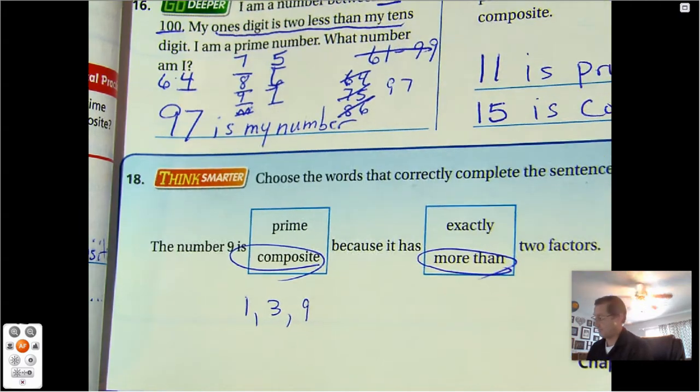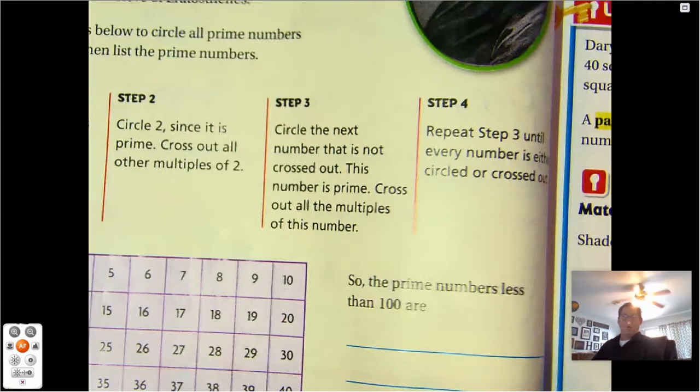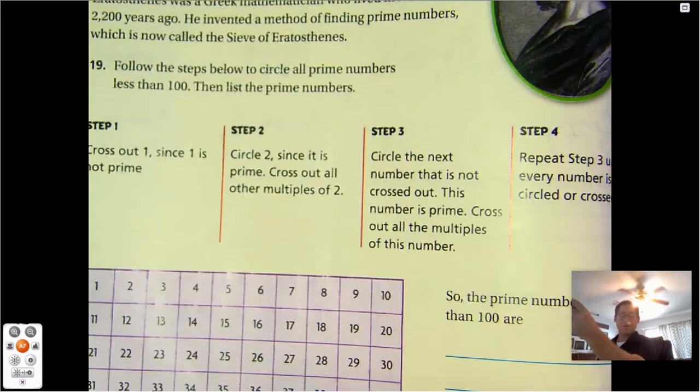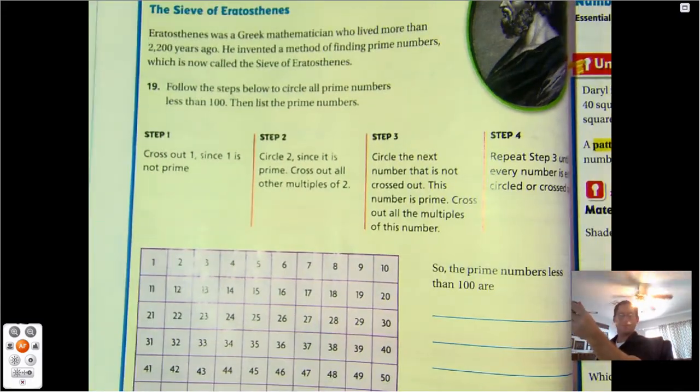All right, and then let's finish up on page 222. The sieve of Eratosthenes.